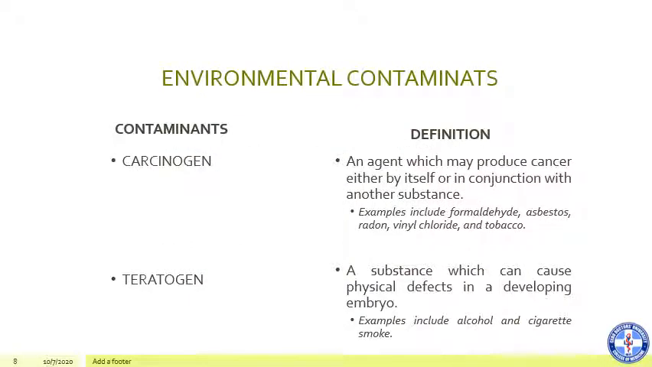Here are the environmental contaminants and their definitions. If we say carcinogen, it is an agent which may produce cancer either by itself or in conjunction with another substance. An example for this includes formaldehyde, asbestos, radon, vinyl chloride, and tobacco. If we say teratogen, it is a substance which can cause physical defects in a developing embryo, and an example for this is alcohol and cigarette smoke.